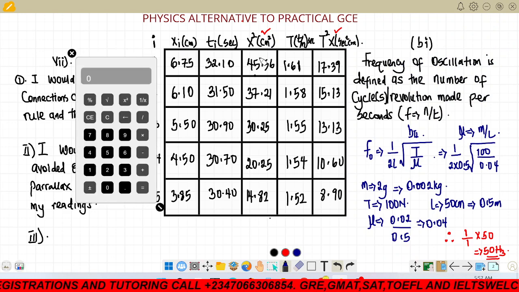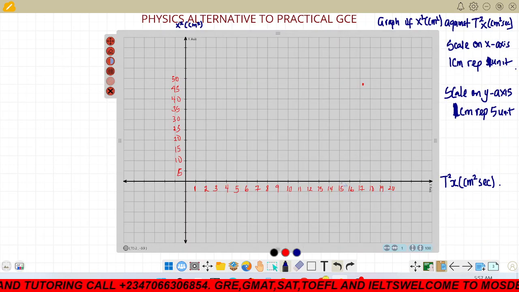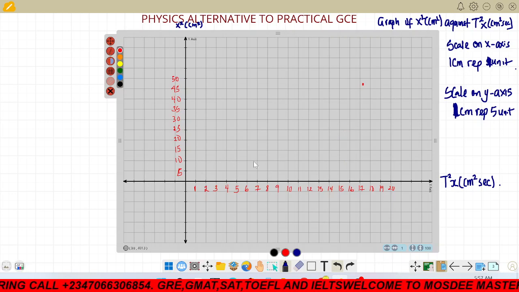So you start tracing. The next one is 37.21 against 15.13. 15, 15.1. Then 35 is 15.1. Then 37.21: 35, 1, 2, 36, 1, 2, 37. So here you can see this is the point. So that's that.